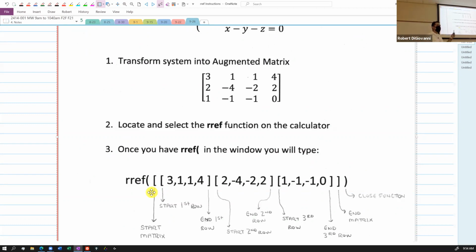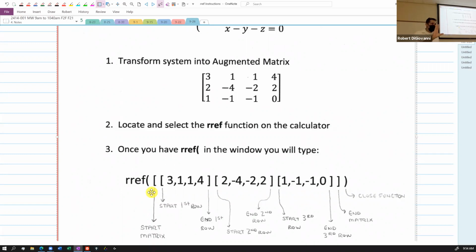You put in a bracket, that lets the computer know that you are about to start entering a matrix. Then you do another bracket, and that tells your computer, here comes the first row. And then you list out the numbers of the first row, 3, 1, 1, 4, with commas between them. And then you close that off, and that ends your first row.